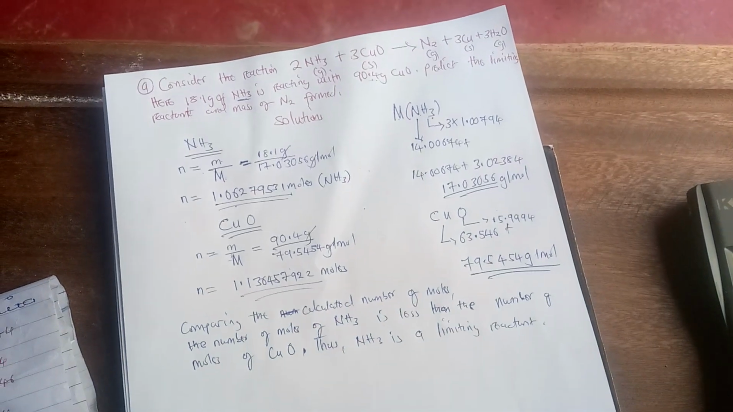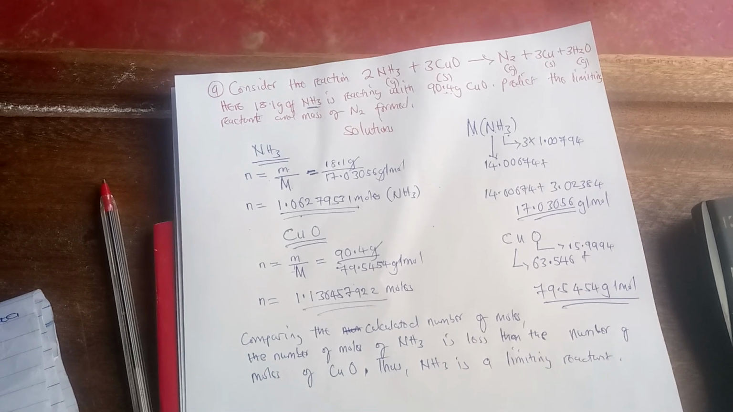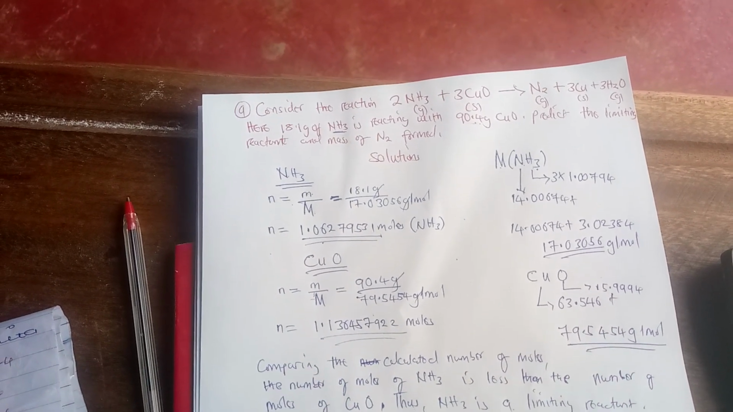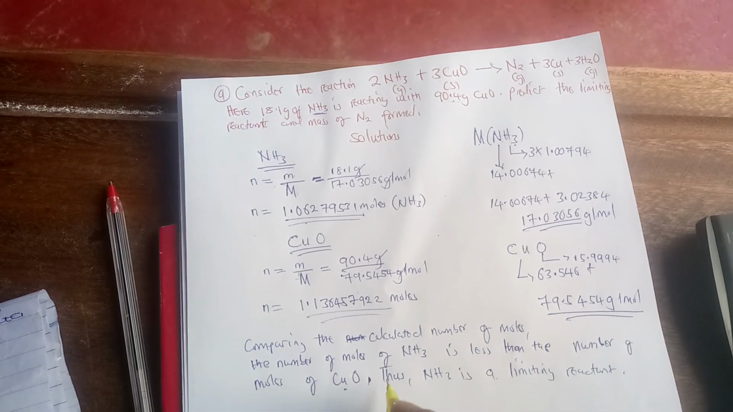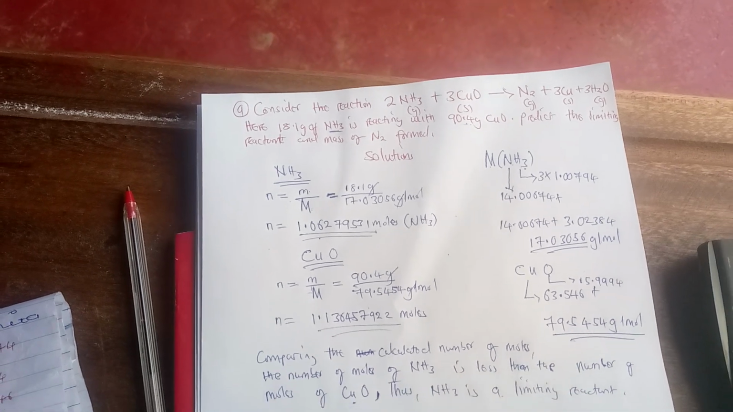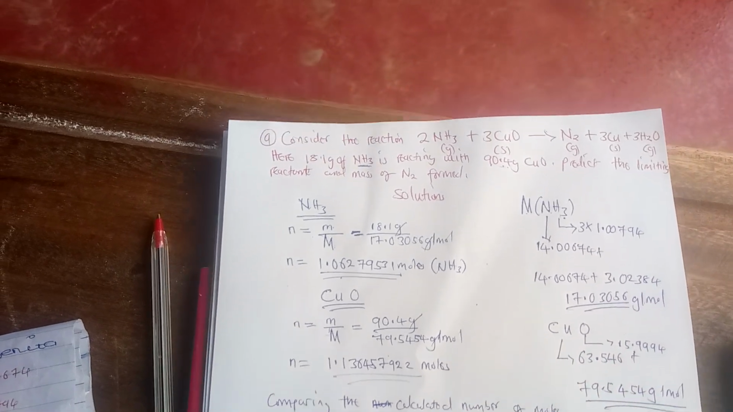They also ask about the reactant in excess. So in this case, if NH3, ammonia, is the limiting reactant, then copper 2 oxide will be the reactant in excess. So this copper 2 oxide is the reactant in excess. Okay, now the next question.